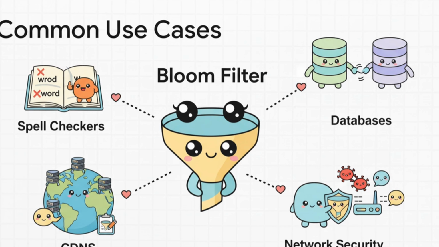We've already talked about preventing cache penetration. That's a big one. But think about spell checkers in your word processor. They use a Bloom filter to quickly check if a word you typed might be in the dictionary before doing a slower, full search. Databases use them all the time to speed up queries. CDNs, the networks that stream videos and websites to you, use them to figure out which server is closest to you that has the content you want. They're even used in network security to spot known malicious websites or IP addresses.